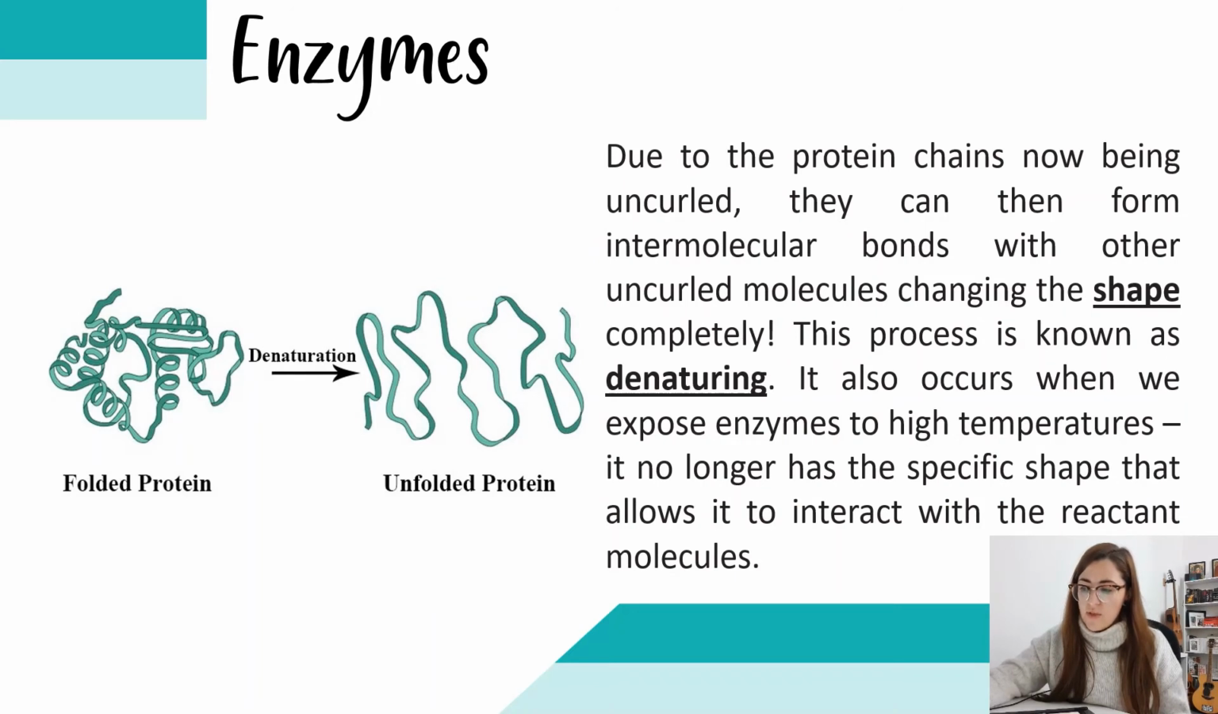Due to the protein chains now being uncurled, they can then form intermolecular bonds with other uncurled molecules, changing the shape completely. This process is known as denaturing. It also occurs when we expose enzymes to higher temperatures. It no longer has the specific shape that allows it to interact with the reactant molecules. So when you take an enzyme and you heat it up, there's two things that happen to the enzyme. It becomes denatured, and by becoming denatured, it actually changes shape.